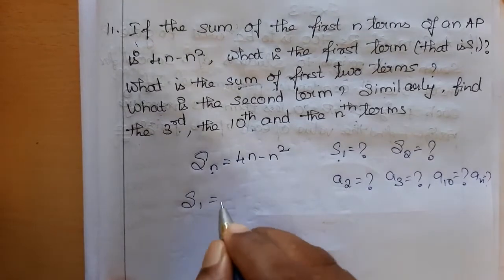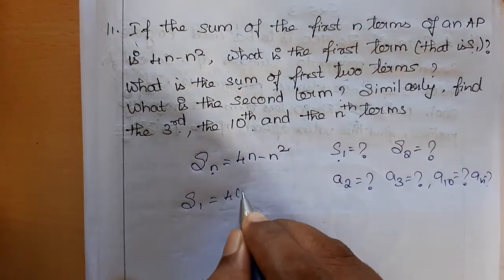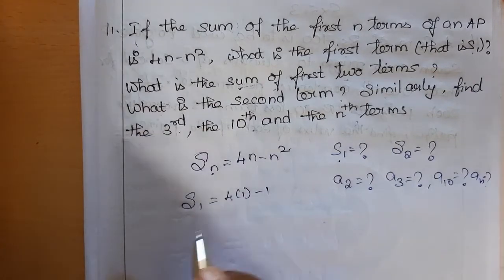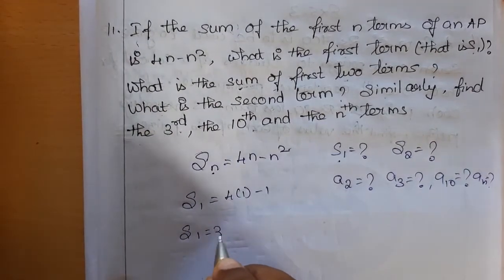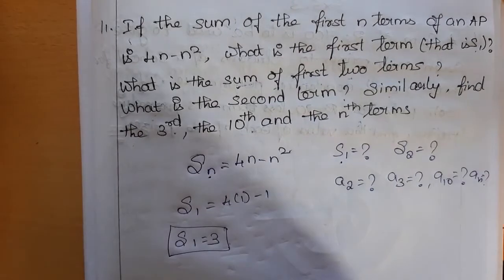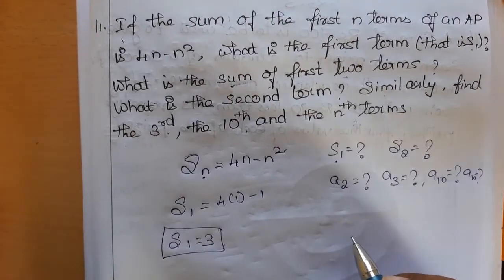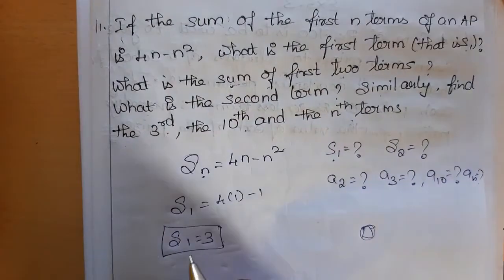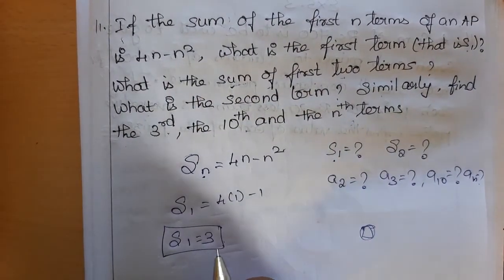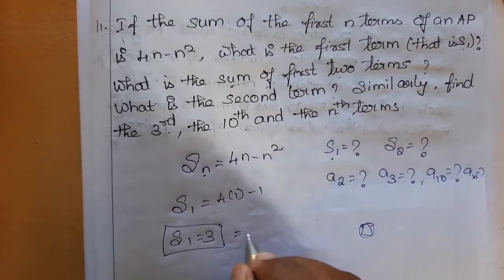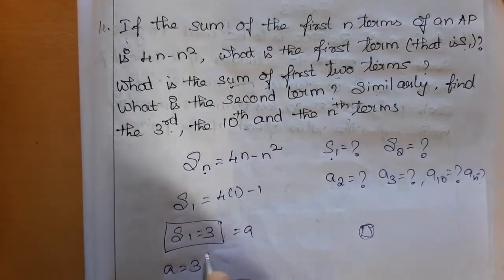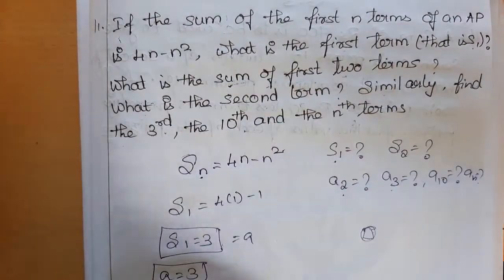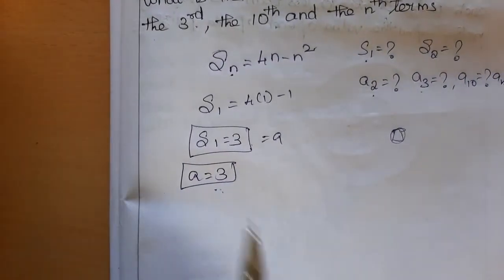So S1 is equal to 4 into 1 minus 1 square, which is 1. So 4 ones are 4, 4 minus 1 is 3. So S1 is equal to 3. So the sum of the first term: how many terms are in the first term? Only one term is there, right? So only one term we added. So this is the first term. So this 3 can also be called a. So a is equal to 3. It can also be called a, because we need a to find A2, A3, A10, all these things, right? So now we found S1.